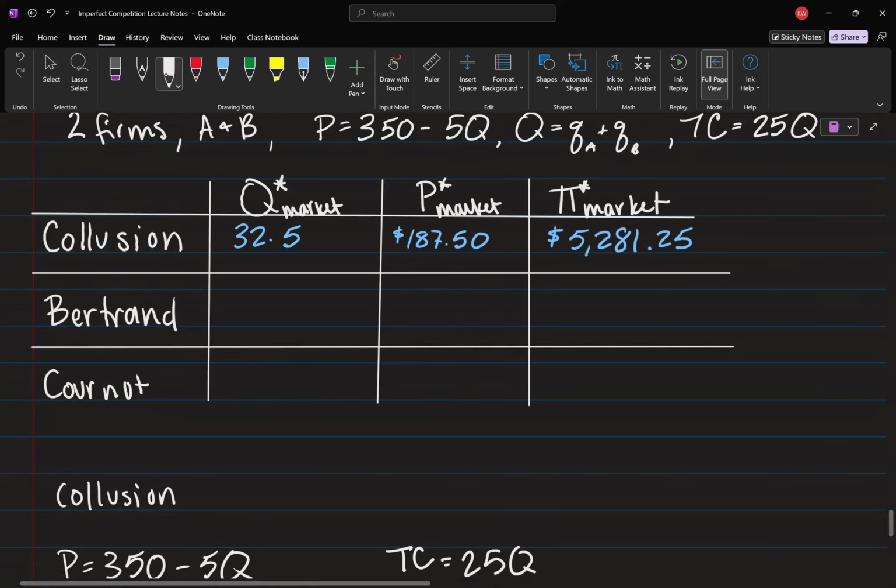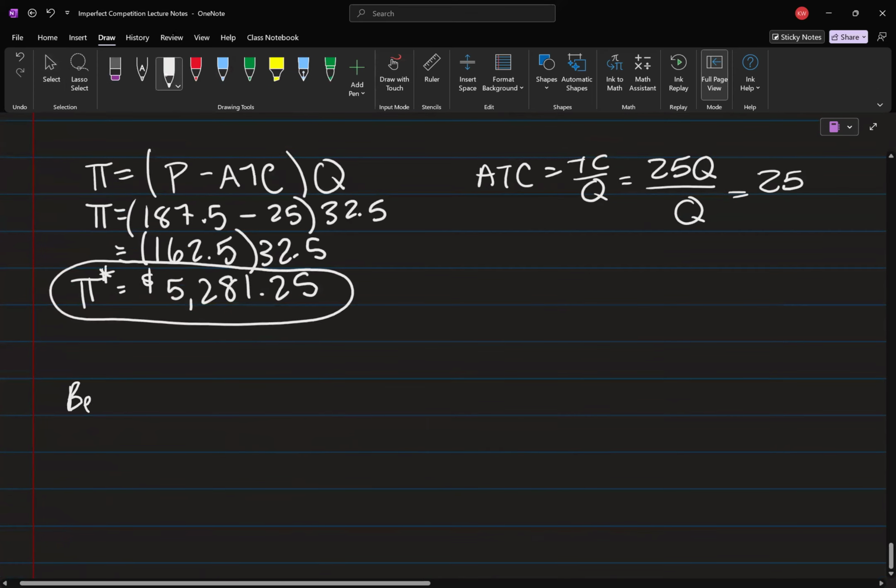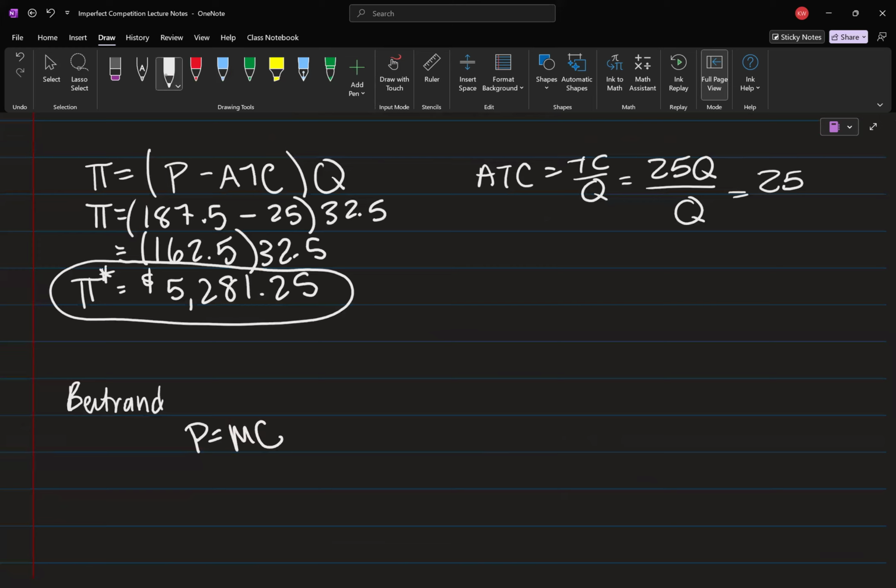Next, let's look at if these two firms were engaged in Bertrand competition. So for Bertrand, what we need to keep in mind is that they are competing on the margin of price, meaning that they're going to be undercutting each other until they hit the price that equals their marginal cost, because that's as low as they can go. If they go any lower, they're earning negative producer surplus, at which point they're just going to stop operation entirely, okay?